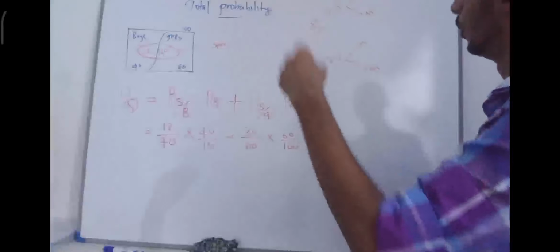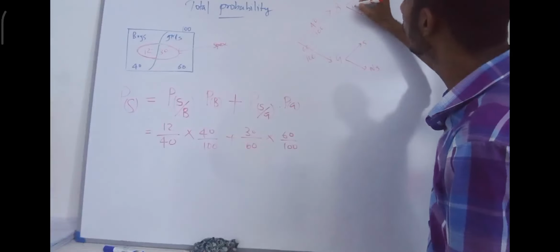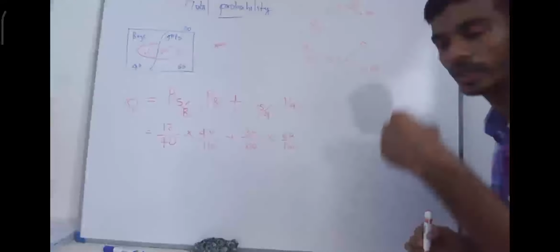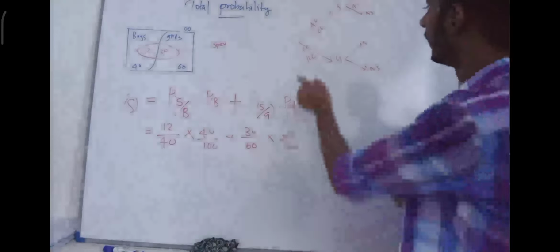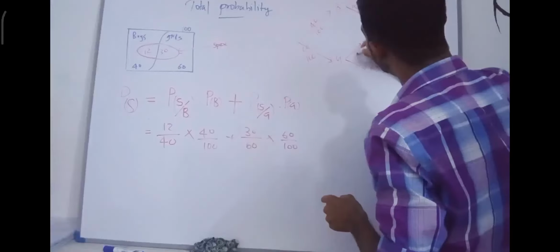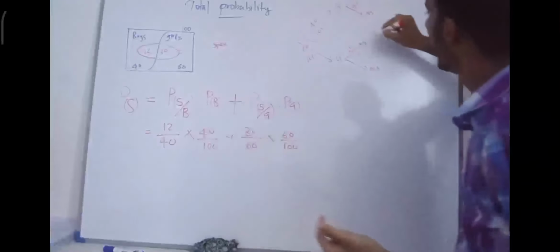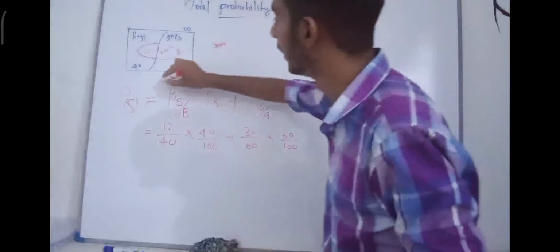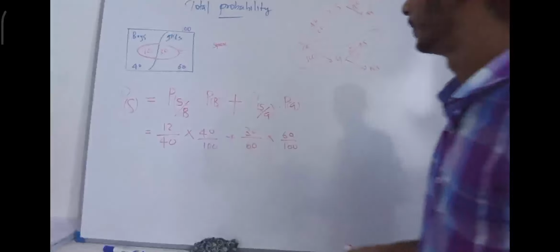Now, if I take a boy, what is the probability of wearing spectacles? The total number of boys is 40, and out of the 40, only 12 wear spectacles. This is how I am going to write it in the tree diagram. And if I take a girl, out of the 60, 30 might wear spectacles. Now, to find the total probability of wearing spectacles, I have to add this portion and this portion. The equation for the total probability can be easily written from the tree diagram.